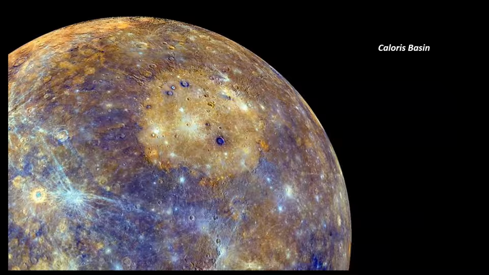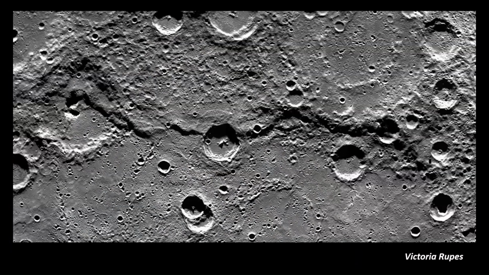Now, it does have some other interesting features. One of those are these features called lobate scarps. This one is called Victoria Rupes. So this image covers about 150 miles, or 250 kilometers. So for example, this crater here, which may or may not have a name, I don't know if it does, it's about 26 miles or 42 kilometers across.